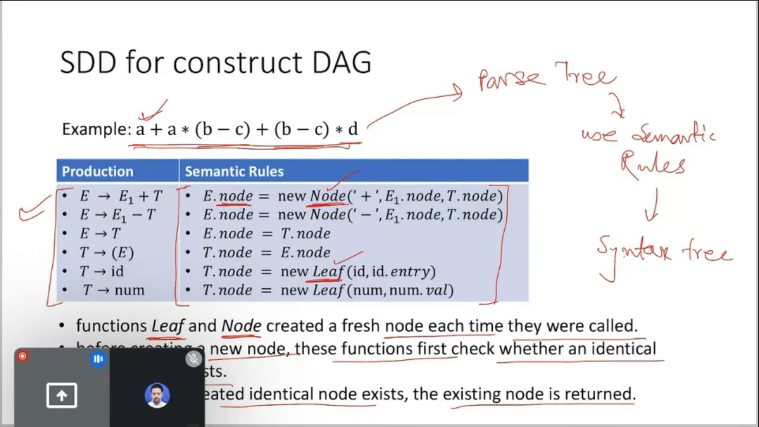So, simple thing: one new rule should be there, that is E to E multiplication T, which will have a semantic rule like E.node equal to new node, where the operator is multiplication, E.node is the left operand, and T.node the right operand. Then we can go for construction of the parse tree.